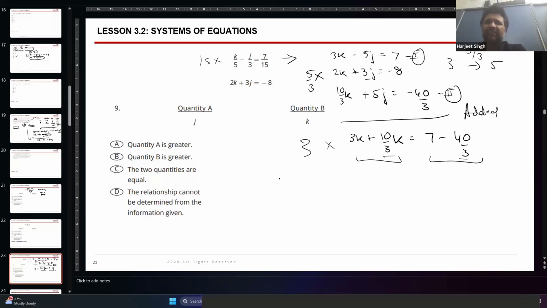So can I say I get 9 plus 10, which is 19k, equal to, I get 21 minus 40, which is minus 19. So k equal to minus 1.